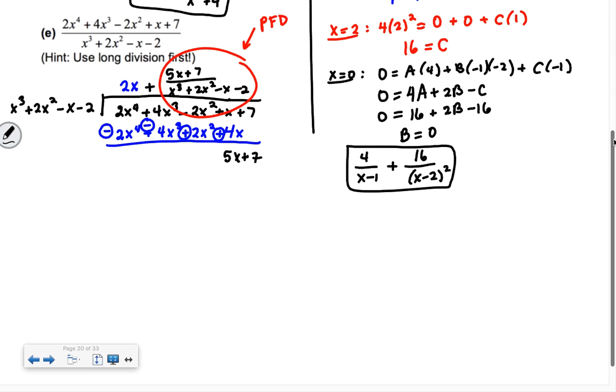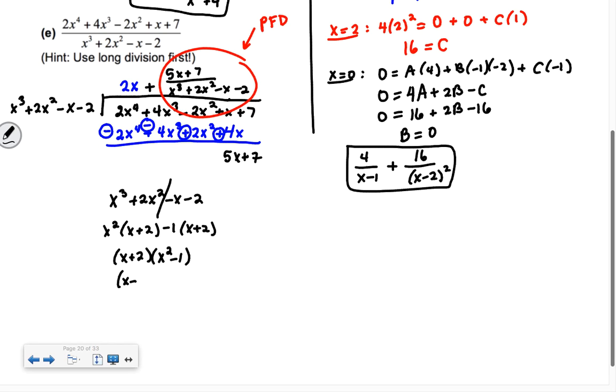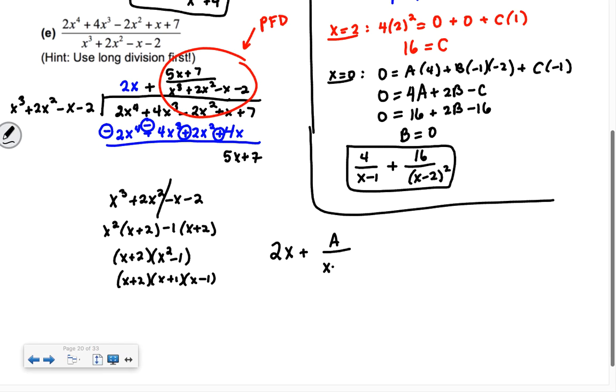So now we just factor that x cubed plus 2x squared minus x minus 2. Well, how do we factor that? By grouping. So x squared times x plus 2. I'm glad I can bring back all these Algebra 2's finest moments for you guys. Go back to this. So I pull out the x plus 2, and I have x squared minus 1, which factors into x plus 1, x minus 1. So we end up getting the 2x out front, and then we have plus a over x plus 2, plus b over x plus 1, and plus c over x minus 1.